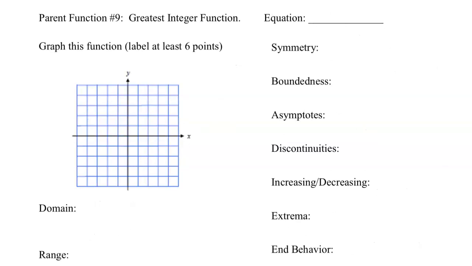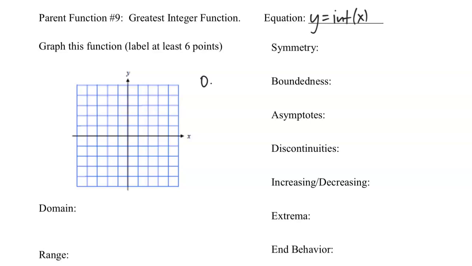All right, for parent function number 9, we have what's called the greatest integer function. We don't mess with this function a ton, but here's the equation for you, and there's actually a couple of different ways to write this, but here's the way that I like: integer of x. You also sometimes hear this called the ceiling function, but here's how it works.